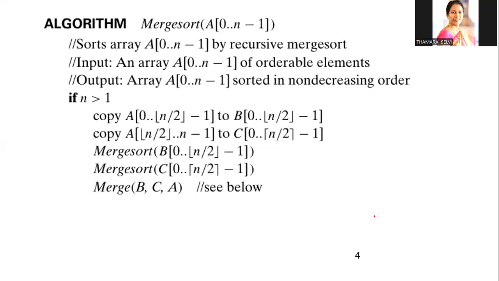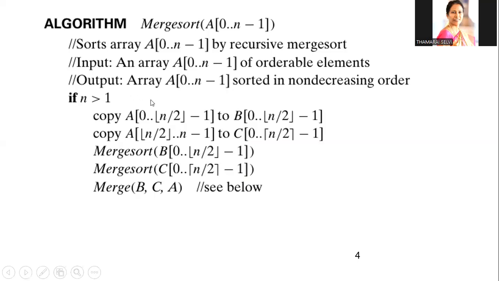The Mergesort algorithm accepts the array as an argument, A[0..n minus 1]. The output of this Mergesort algorithm will be an array in ascending order, that is, non-decreasing order. If this A has more than one element, then you need this Mergesort algorithm to solve it. If the array contains only one element, there is no need of sorting.